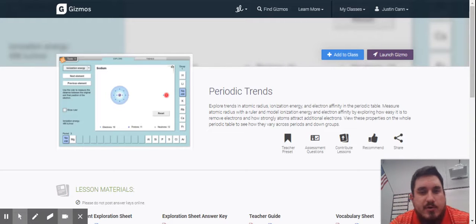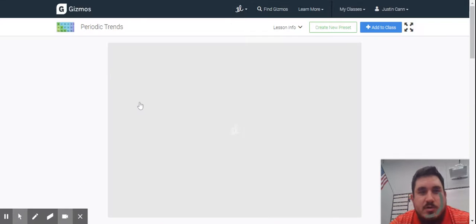So just a really quick overview. Again, you log in to Explore Learning. Please make sure you do log in. Otherwise, it's only going to give you a 5-minute timer, and that's not going to be enough time to do your activity. So you're going to launch the gizmo.